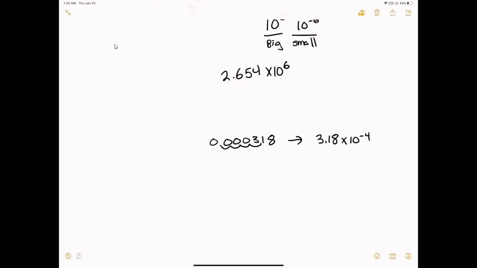Now let's go backwards. Let's go the other way. Let's take a number. I'm going to just write a random number here. I'm going to write 6.38 times 10 to the 4th. Okay, well, let's take a look. My 10 to the 4th, that exponent is positive. That means it's going to be a big number. So I know this number is going to be bigger than 10. It's going to be a pretty big number.